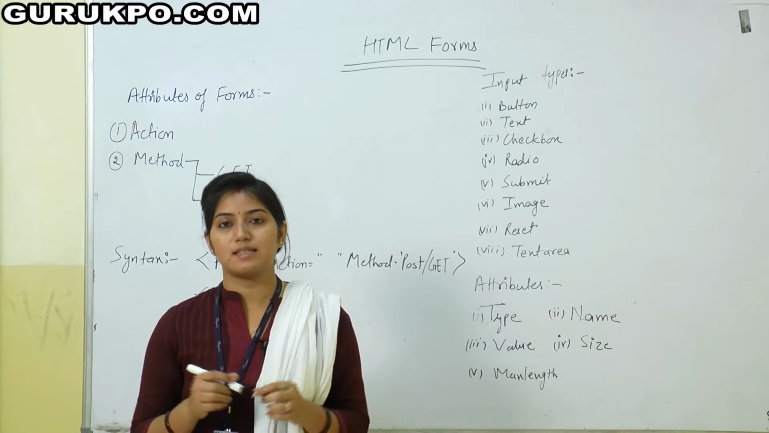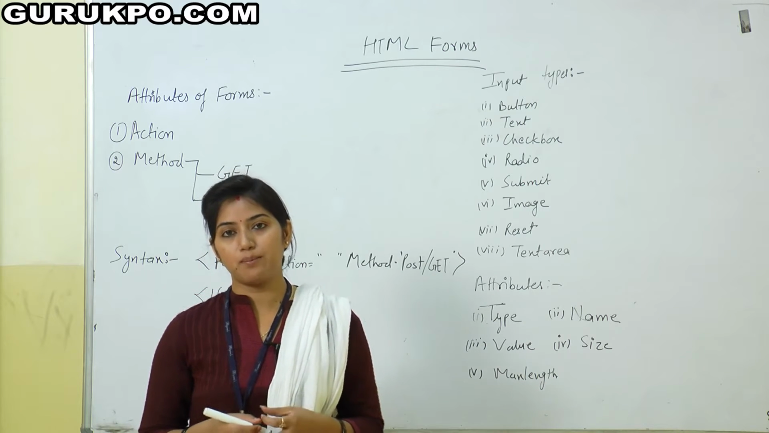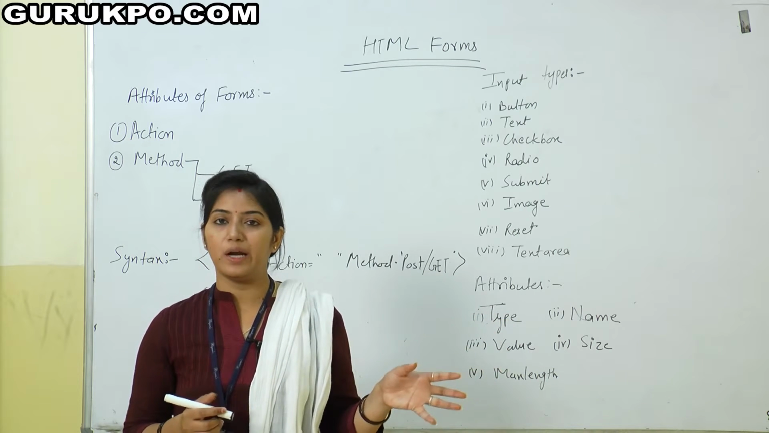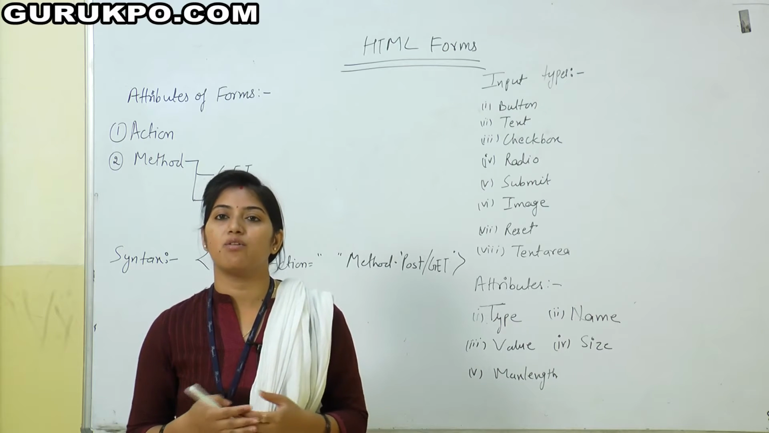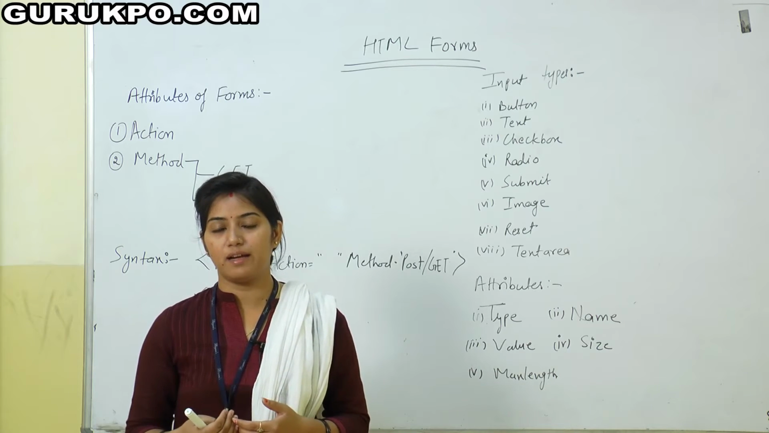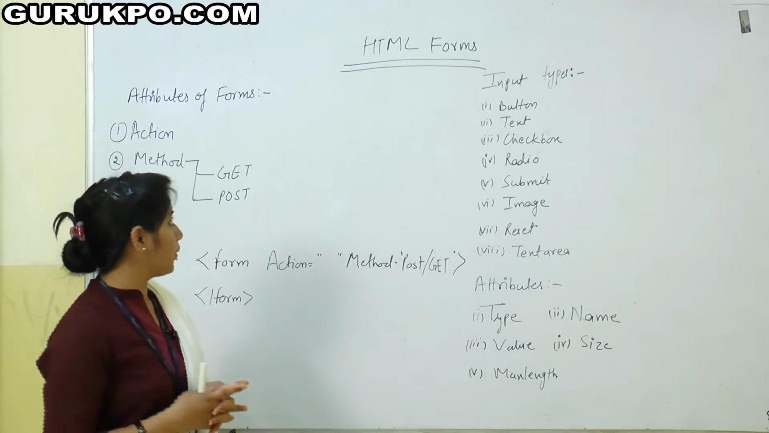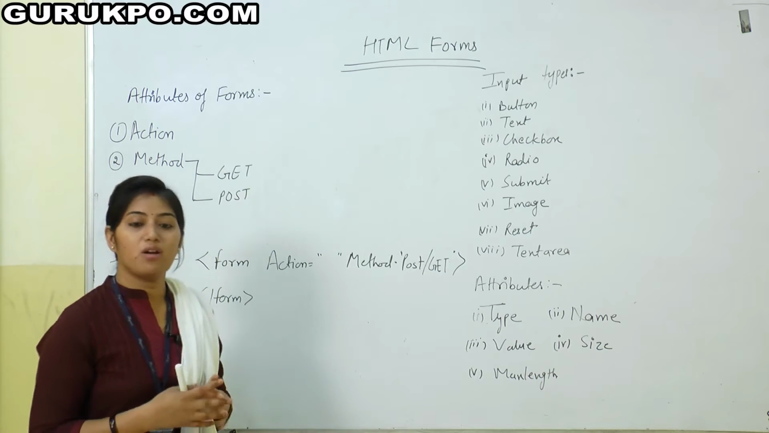HTML forms are the part of HTML in which we take user input, and it is a section in which we have different types of controls. These controls have different types of elements from which we can take input from the user. The first thing I am going to say is what the attributes of HTML forms are.